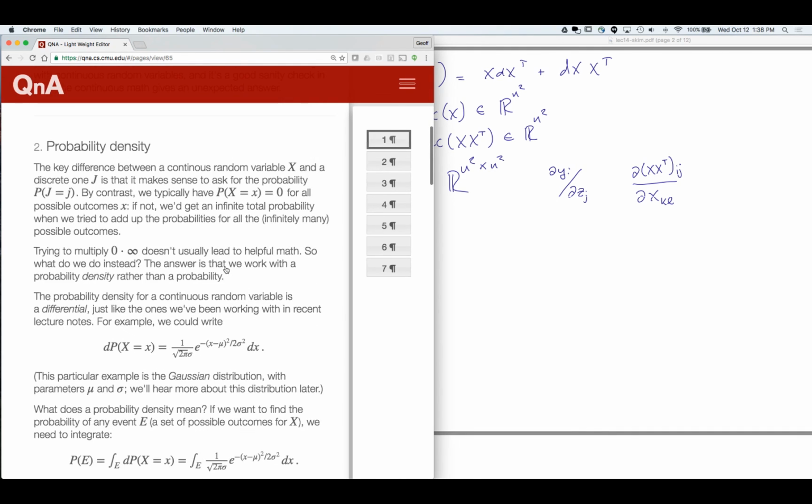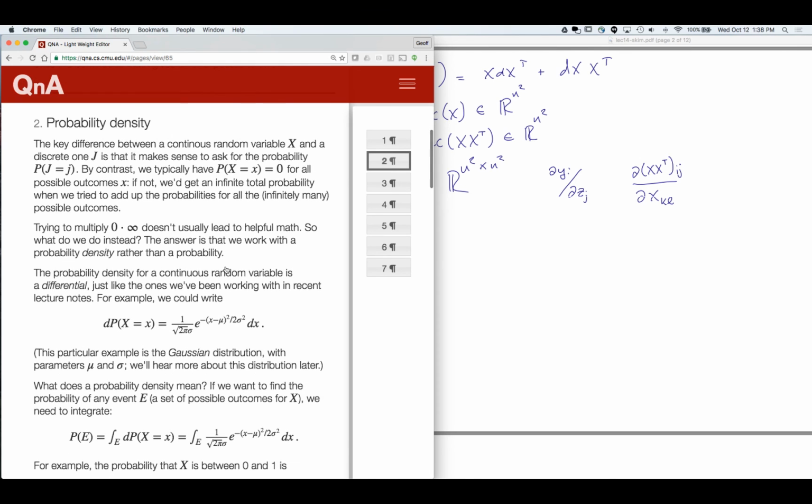So the big difference between a continuous random variable and a discrete one is that it makes sense to ask for the probability that your discrete random variable takes a particular value, right? That could be 0.01 or 0.7. It could be any number between 0 and 1.